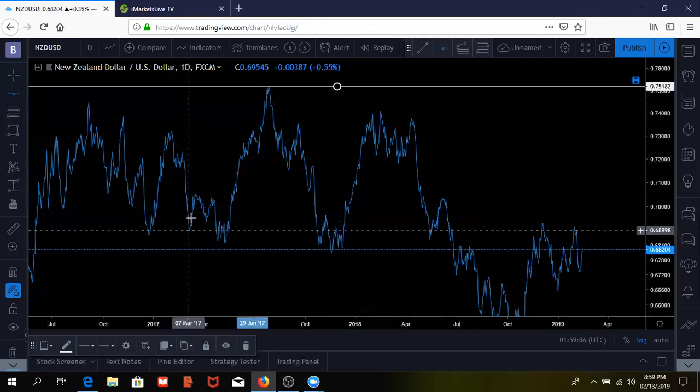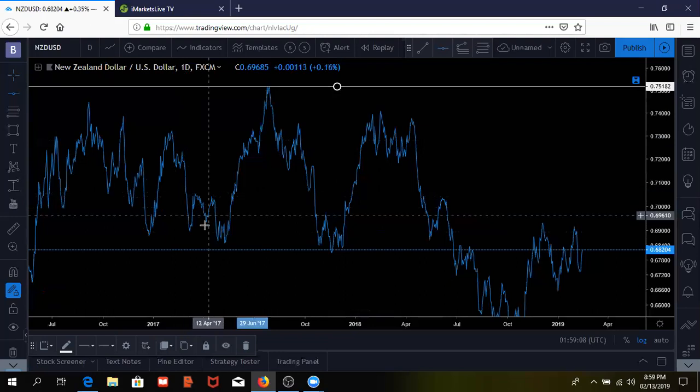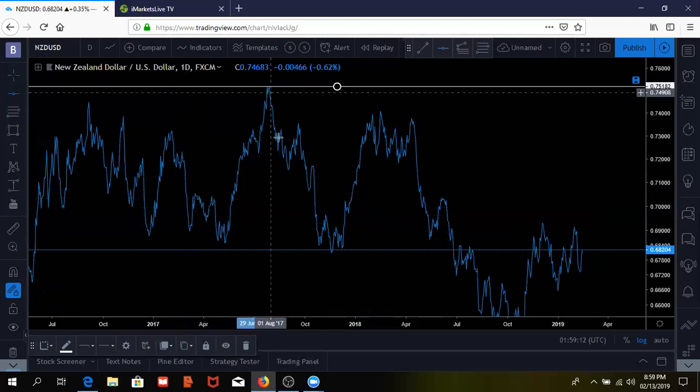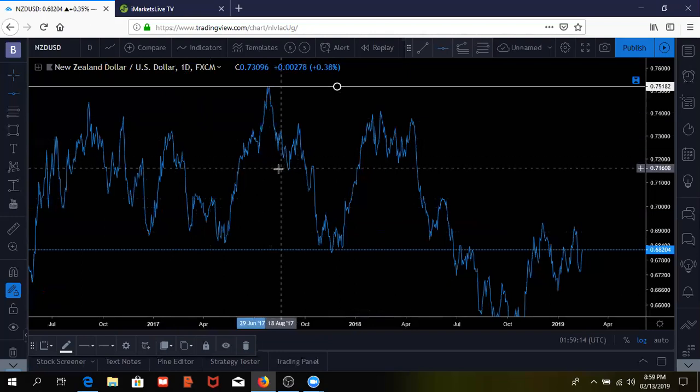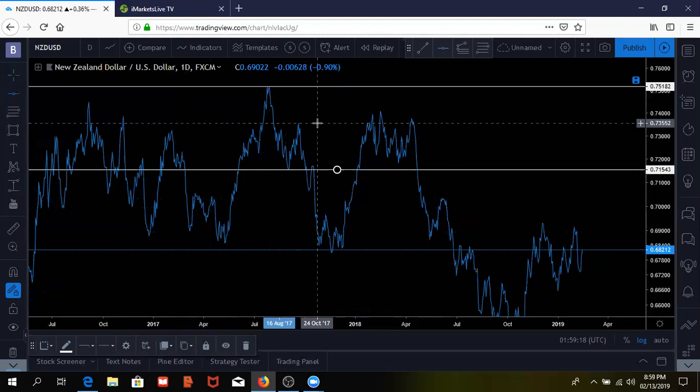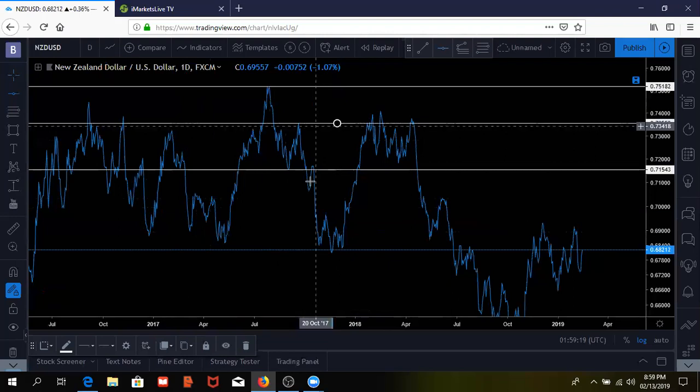Follow the market, put one here, follow the market, put one there, put one here, and so on and so on, okay? So I'm starting right here. I'm going to follow the market. I'm going to drop one right here. I'm going to come back up. I'm going to put one right here. I'm going to follow the market down.